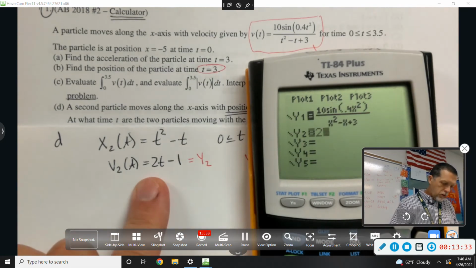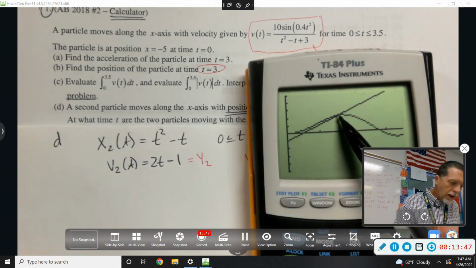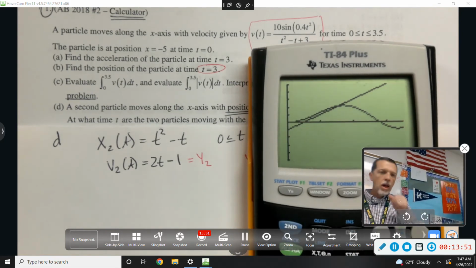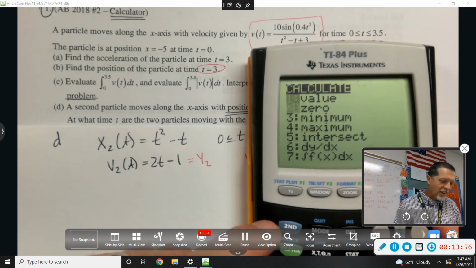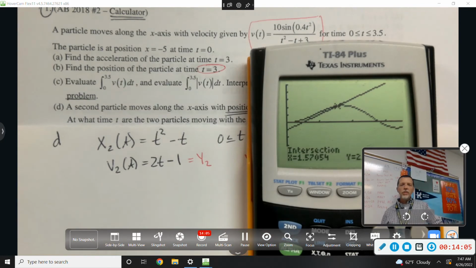So 2t minus 1. And what am I looking for on the graph? Where they intersect. And they intersect right there. How do I get the calculator to find right there? Almost always second calc, intersect. First curve, second curve. Guess just means get close. Let the calculator think for a minute.